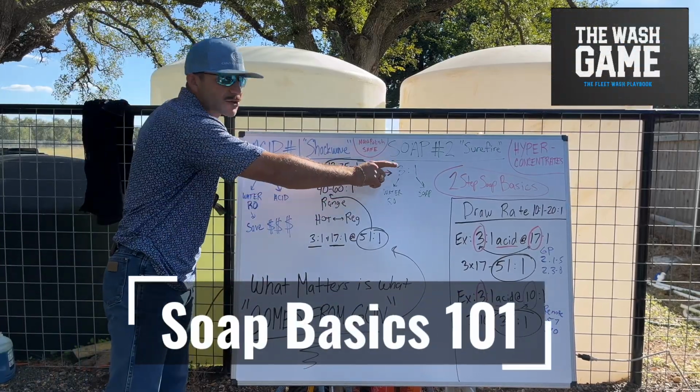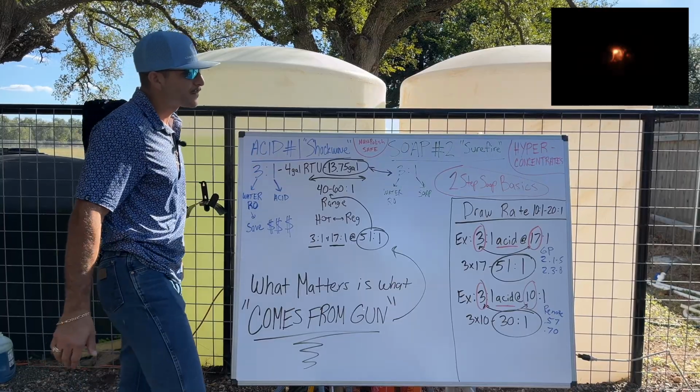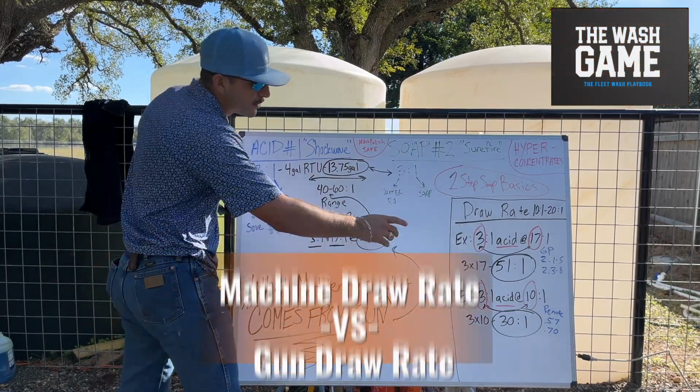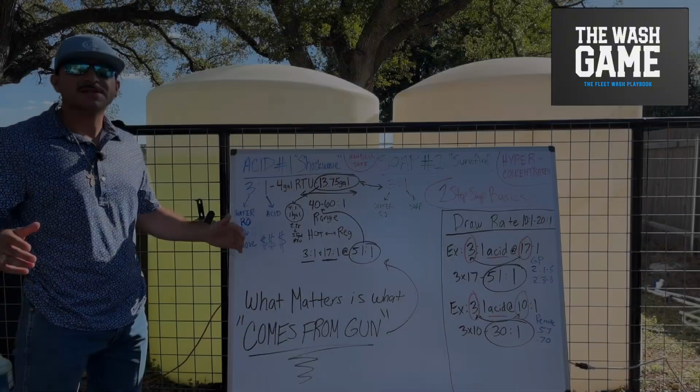Today, we're going to discuss our two-step soap basics. We're going to show you how to mix our acid number 1, our soap number 2, machine draw rates, and how that affects your dilution ratio coming out of the gun. All right, guys, let's start it from the top.